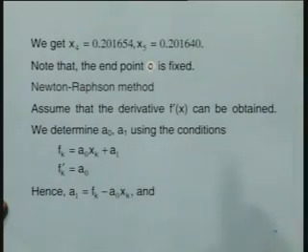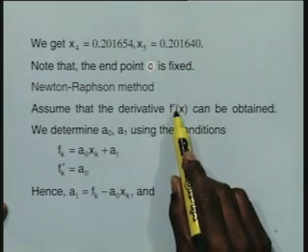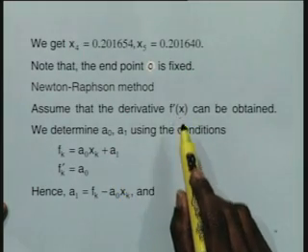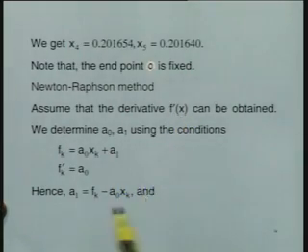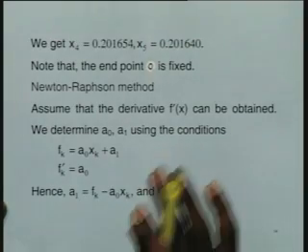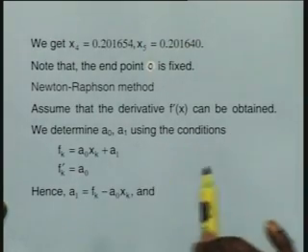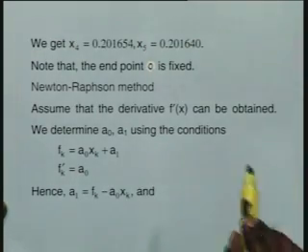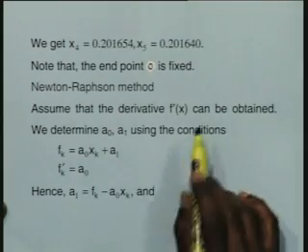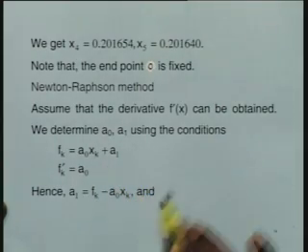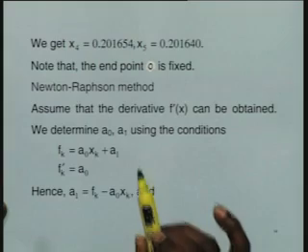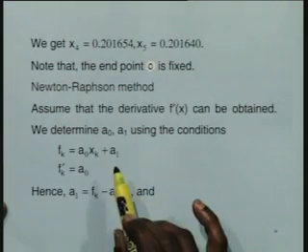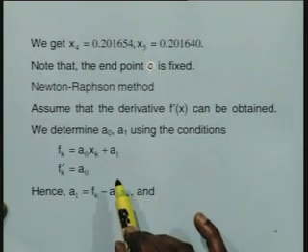We assume that the derivative f dash x can be obtained. So given f x, we differentiate it and get f dash x. Then I will use f x and f dash x to find the straight line. We are still doing the approximation by a straight line. So I will evaluate a naught and a 1 in the equation of the straight line by using the data of f x and f dash x. Therefore, I need only one approximation for using the Newton-Raphson method.